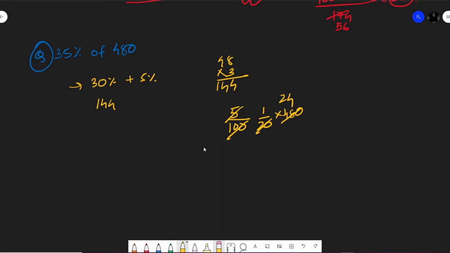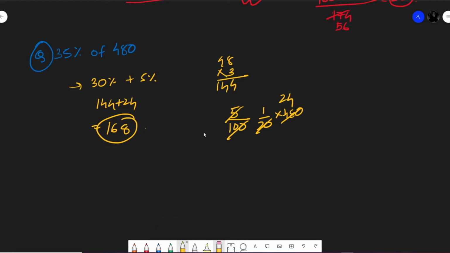It becomes 0 and 0 cut and 24, so plus 24. So what is the answer? 168 is 35% of 480, right? 168 is the answer. Pretty easy, right? We'll do a lot of sums like this and it will be very clear, and you will get the hang of it and you will practice a lot after that. So there will be no problem regarding this technique.